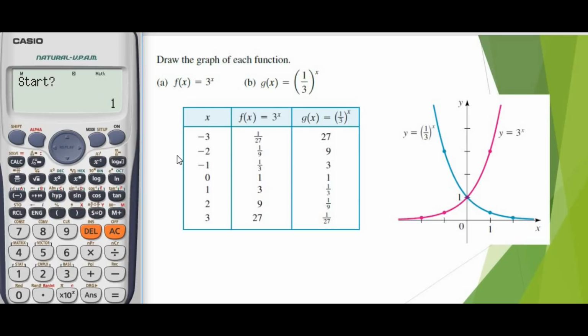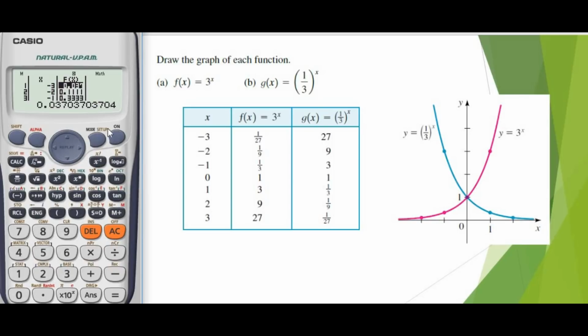In this case we'll start with -3. So we press -3 equals, and our end would be +3. So we'll press 3, and the step would be only 1. So 0 to 1 is 1, so our increment would be 1. So we press 1 equals, and there you go. We already have our corresponding values.